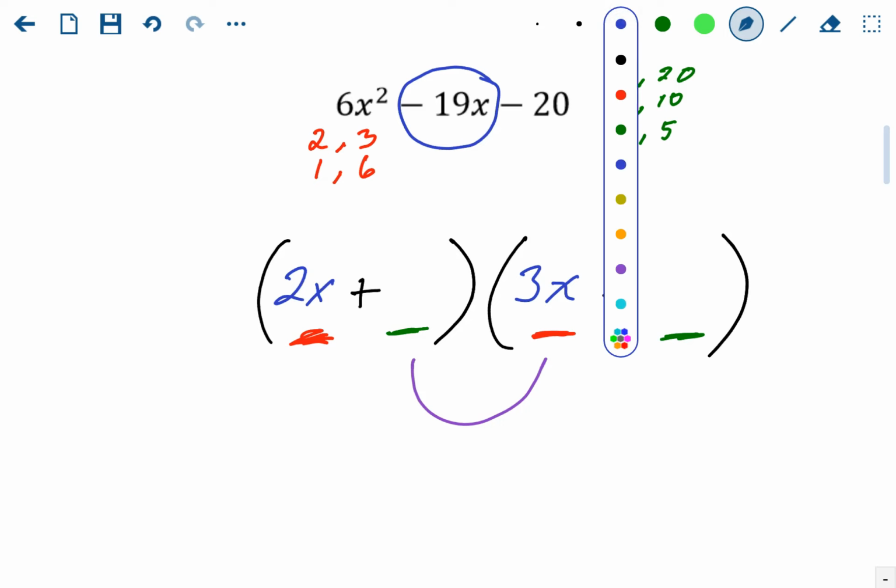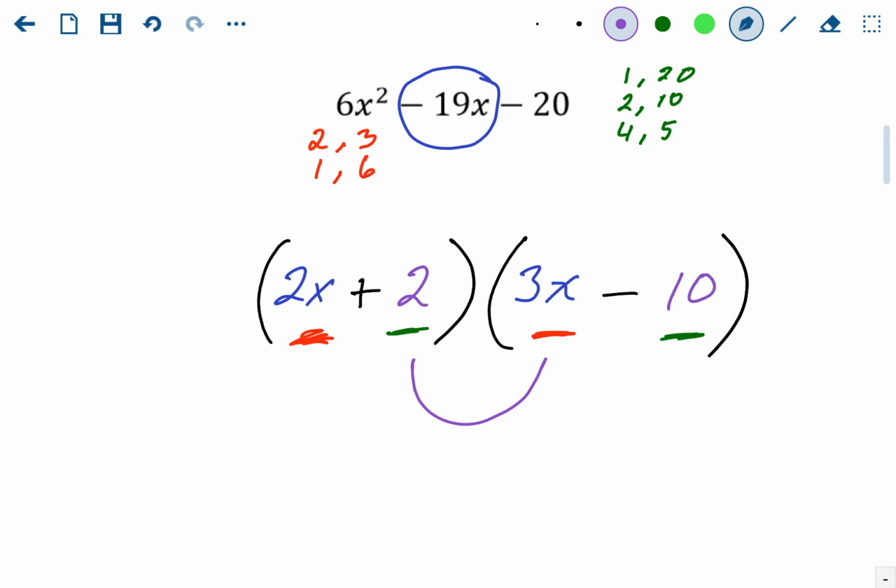And I'll try another one, 2 and 10. So put 2 here, 10 out here. Do the inside-outside. Inside gives us 6x. Outside, 2x and negative 10, gives us negative 26x. So that doesn't work either. We need negative 19. So erase those.